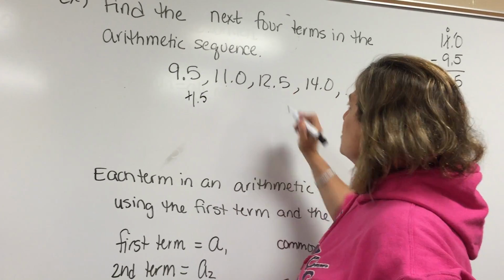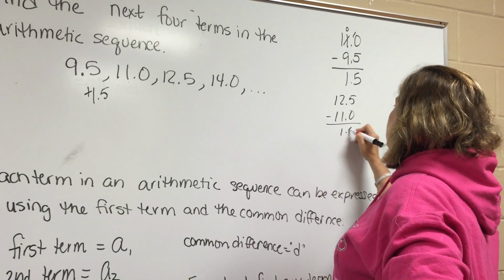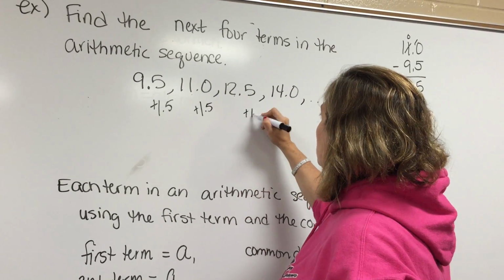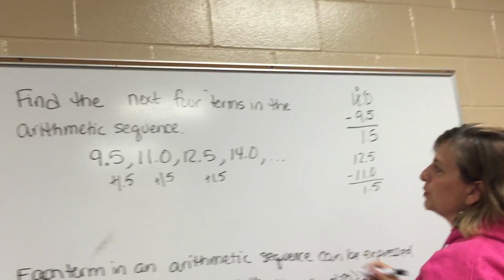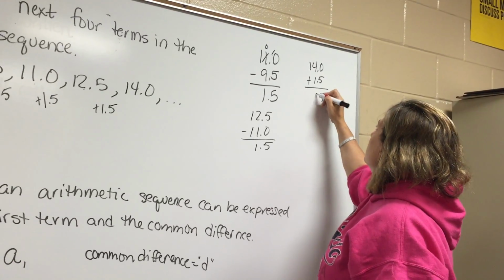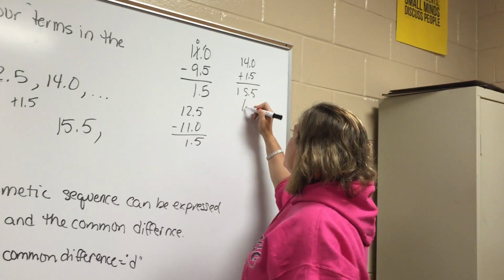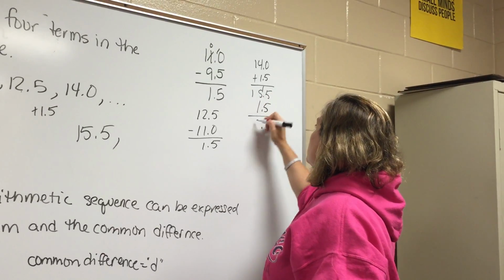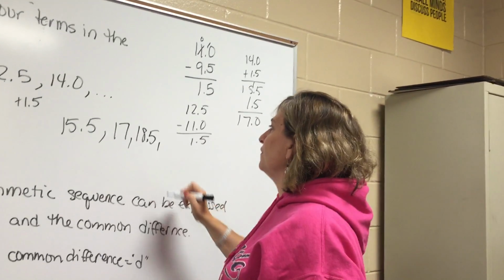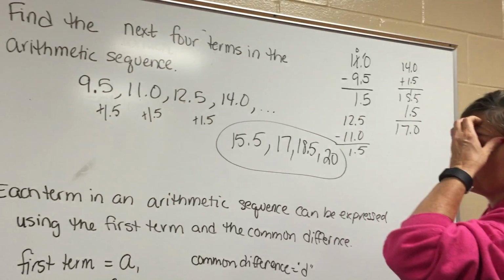How about to get from 11 to 12.5? So from 12.5 to 11, I find the same difference, 1.5. And you're going to find that each one is going to be adding 1.5. So how do I get the next 4 terms? 14 plus 1.5 is 15.5. That's your next term. After that would be that plus 1.5, which is 17. And then if I add it again, I would get 18.5. And then if I add it again, I would get 20. So those are your answers for the next 4 terms.